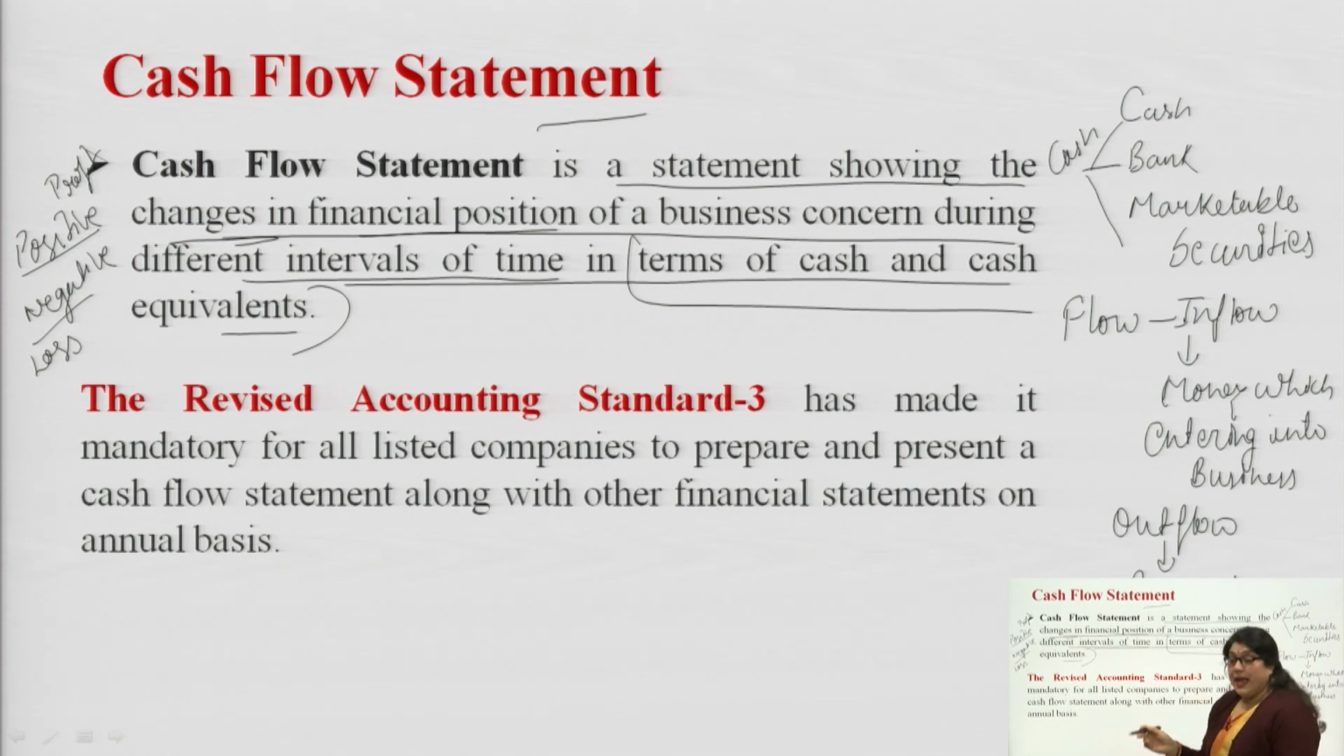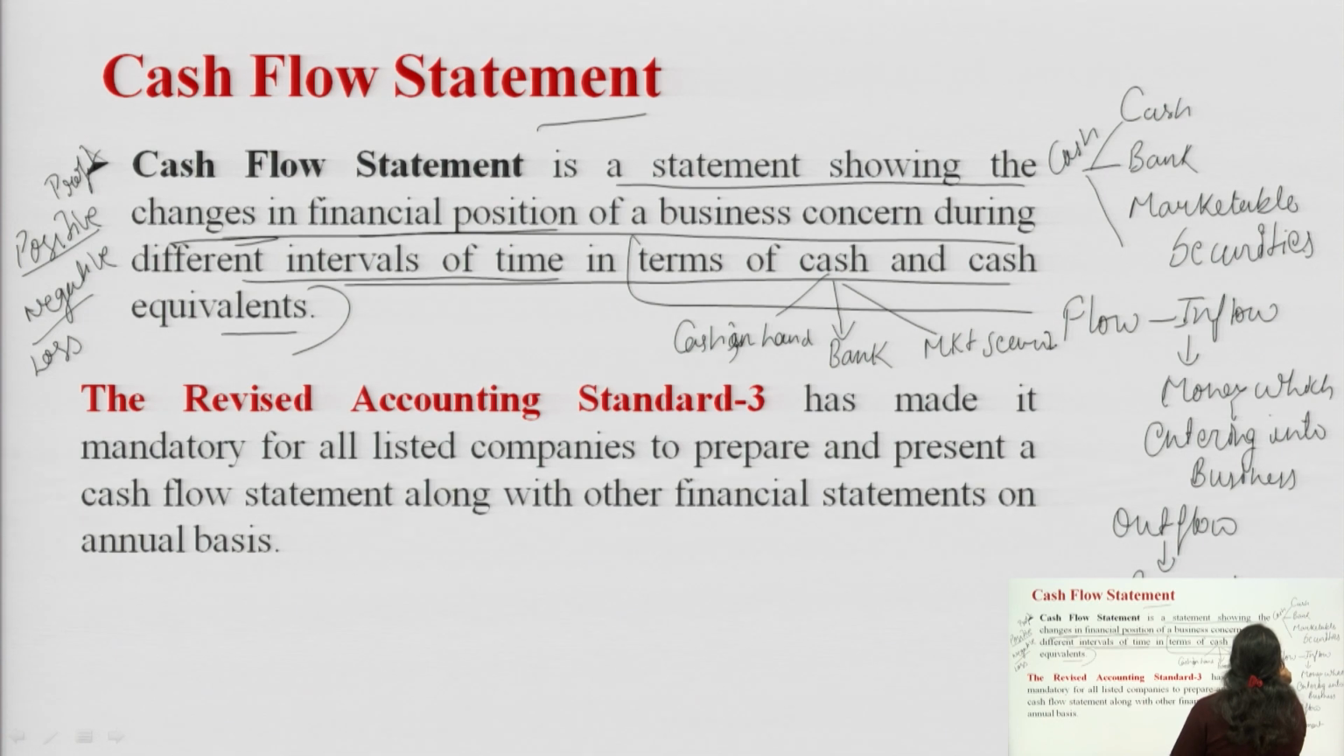equivalent. Cash, I just told you, we can include in the cash the liquid cash which is in your hand, cash in hand, cash which you are keeping in the bank, and your marketable securities. This is your cash equivalent, and cash, only cash, is just cash. But once we are talking about cash equivalent, these are the three things which come under the head of cash equivalent, means in place of cash we can use these things also.